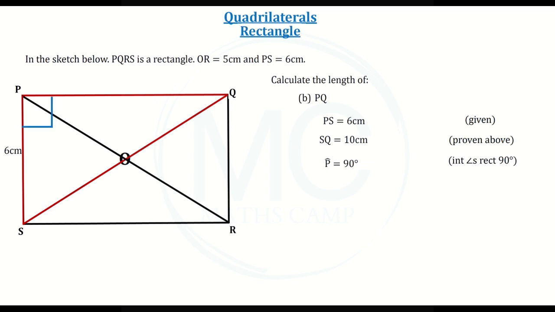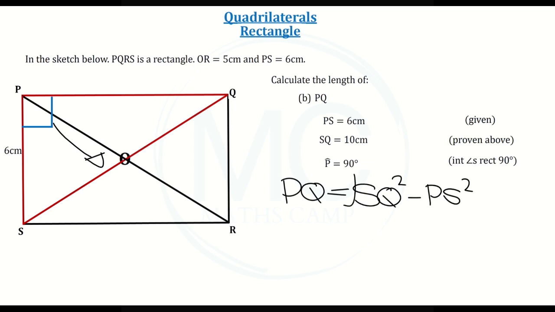Now we have a right angle triangle, so we can use Pythagoras' theorem to find the length of PQ. SQ lies directly opposite the 90-degree angle, so SQ is our hypotenuse. So now we can say the length of PQ is equal to the length of the hypotenuse SQ squared minus the length of the third side PS squared, all under a square root.